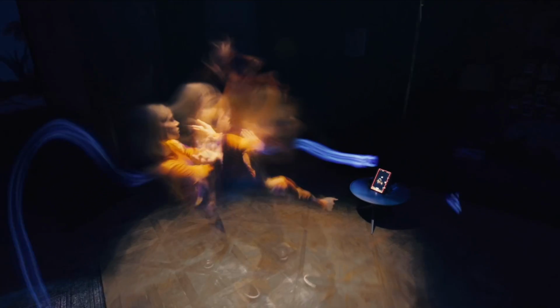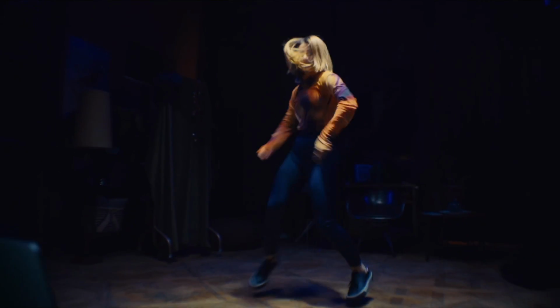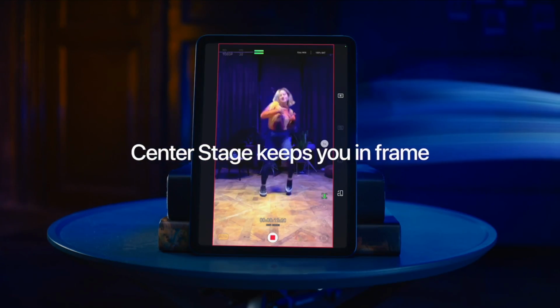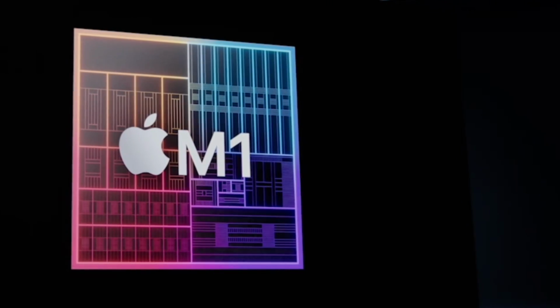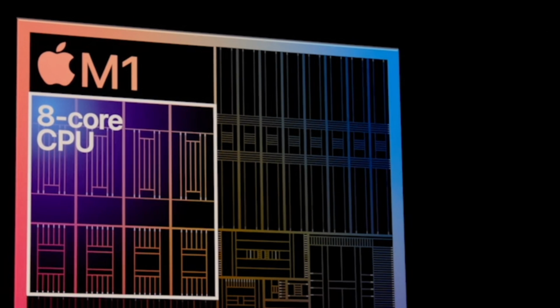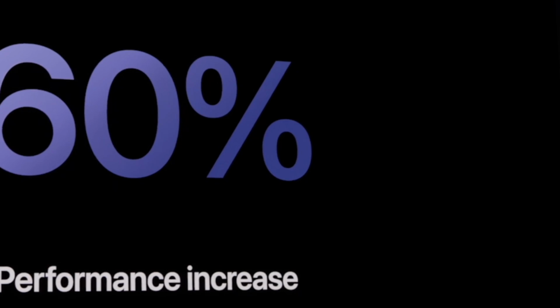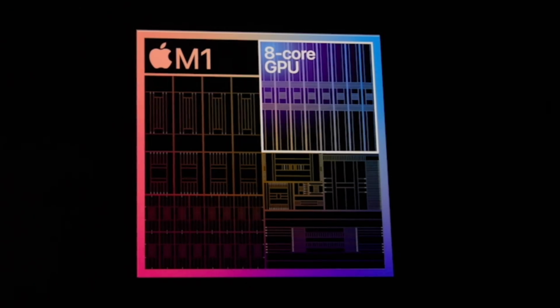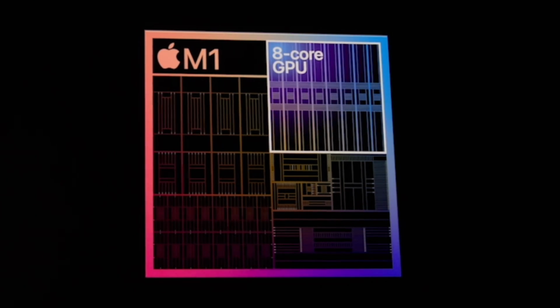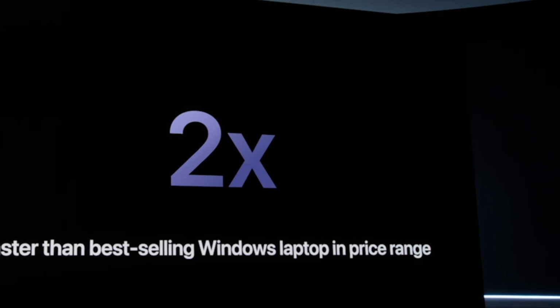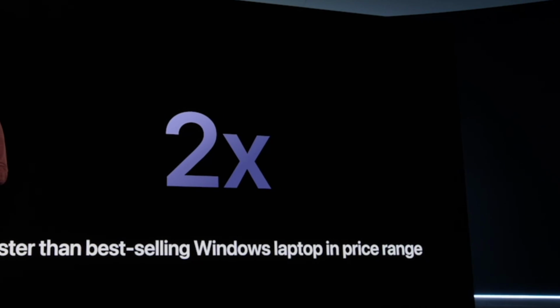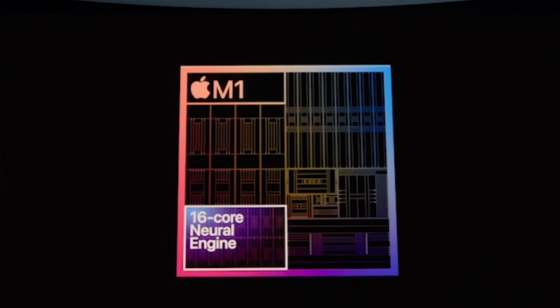And here we go. Starting off with the new chipset that the iPad Air introduces with itself. It is the M1 chip, Apple Silicon M1 chip. And so this has 8 core CPU, which makes it 60% performance faster, and it has 8 core GPU, which makes it twice as fast in the graphics view, and it is twice as fast as the best selling Windows laptop in this price range.